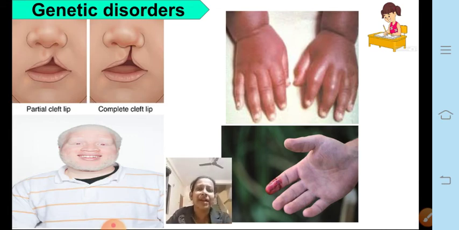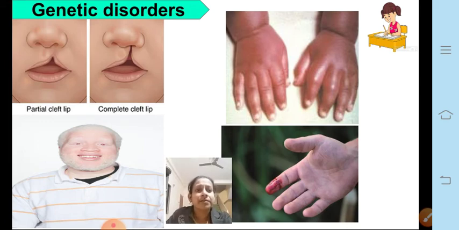You might have seen people having a cleft lip or cleft palate. This is one of the physical disorders, which means it is seen from outside. Albinism: you might have seen people who are very white or very fair, but actually they are lacking a black pigment called melanin. Because of that, their full face is white, their hair has turned fully grey, their eyebrows are also grey, and their eyes will be pink. That is the condition called albinism.